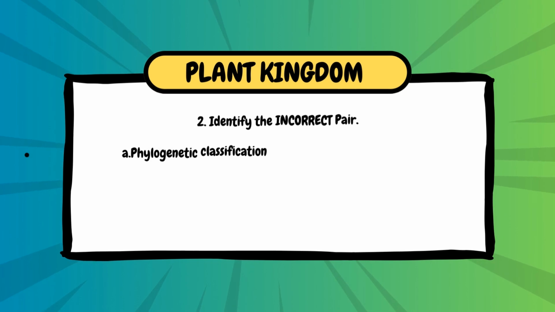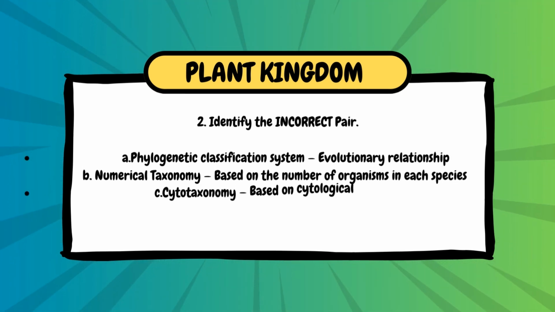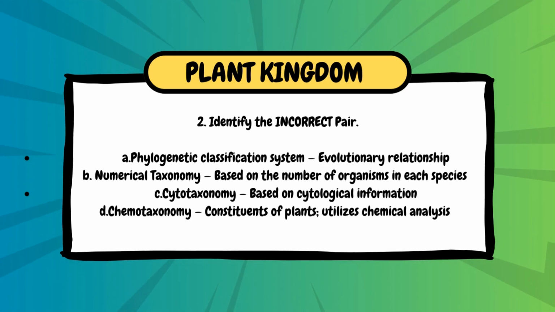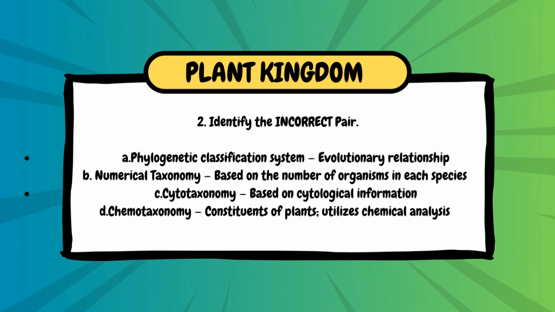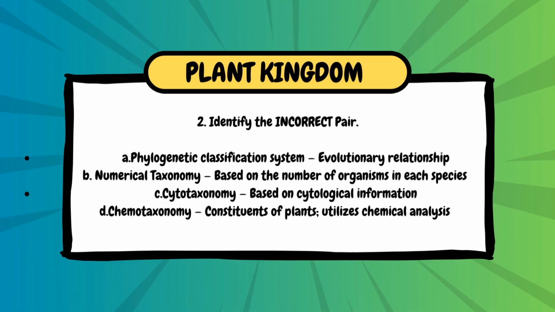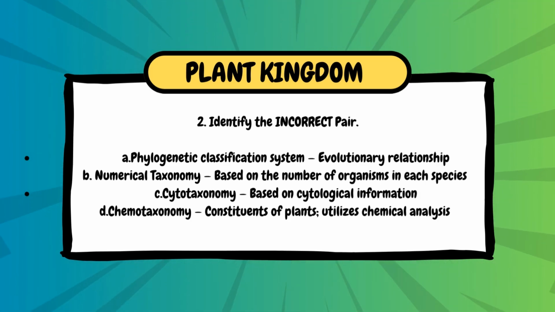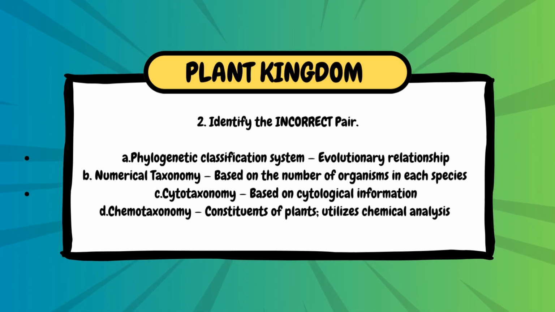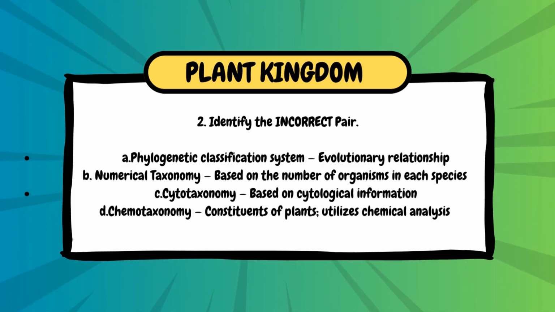2. Identify the incorrect pair. A. Phylogenetic classification system, evolutionary relationship. B. Numerical taxonomy, based on the number of organisms in each species. C. Cytotaxonomy, based on cytological information. D. Chemotaxonomy, constituents of plants, utilizes chemical analysis.